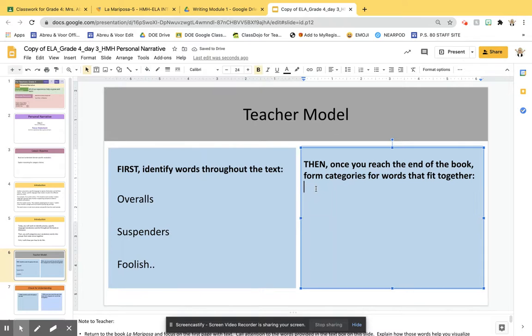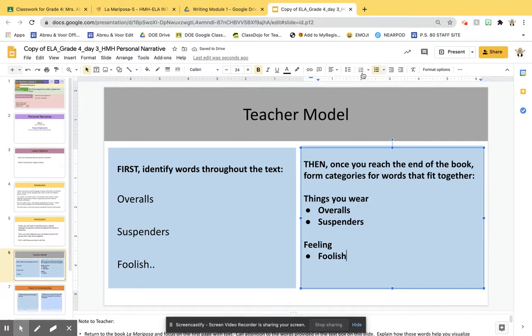But I'm going to categorize. So it says, once you reach the end of the book, form categories for words that fit together. So overalls and suspenders fit together because they are things you wear. I'm just going to add bullets. Overalls, suspenders. But foolish isn't something you wear, so that's like a feeling. So I'm going to add foolish.